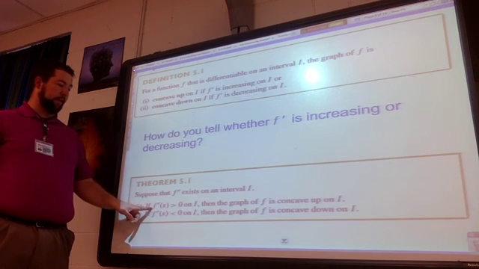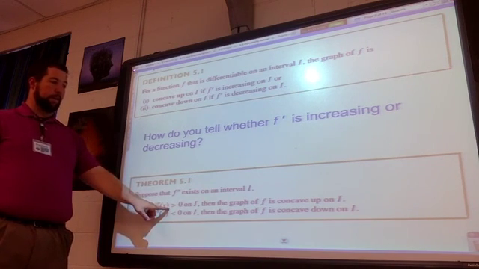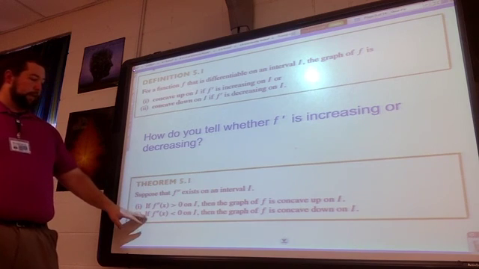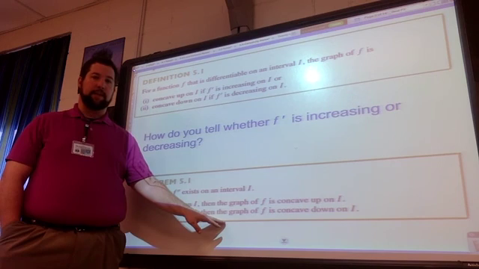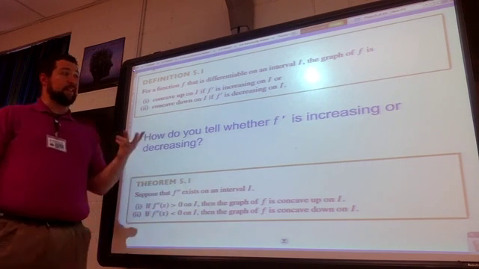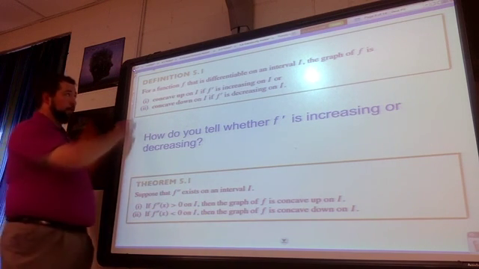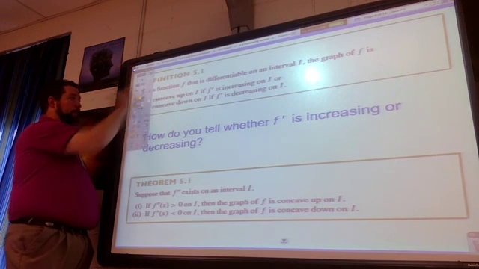It says if the second derivative is greater than 0, then the graph is concave up. If the second derivative is less than 0, the graph of f is concave down. So the second derivative gives us concavity.